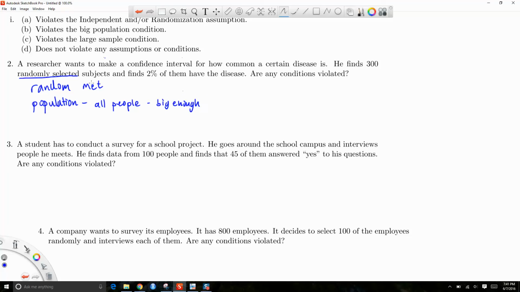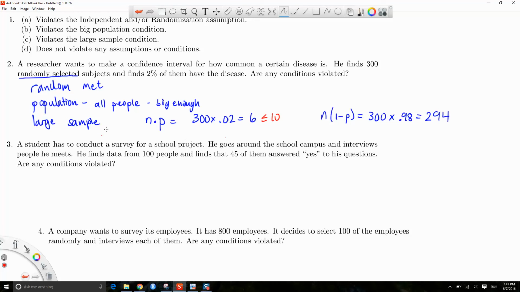As far as large sample goes, both n times p and n times 1 minus p have to be bigger than 10. So n times p would be 300 times 0.02, which gives me 6. And n times 1 minus p would be 300 times 0.98, which gives me 294. So 6 is not bigger than 10, so the large sample condition is violated.